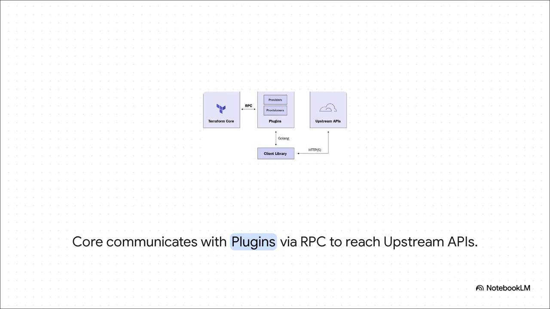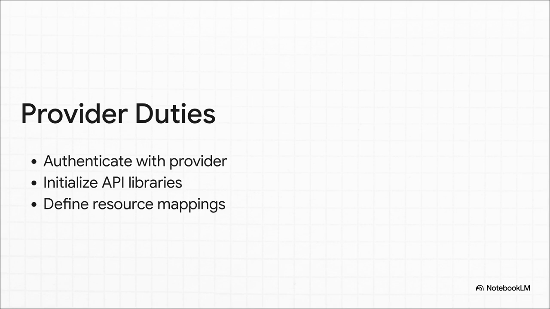It only ever talks to the plugins, the providers, sitting in the middle. It's the provider that actually reaches out over the network to communicate directly with those upstream cloud APIs. Because the core is kept so isolated, the provider ends up taking on some pretty heavy lifting. Its responsibilities include authenticating with the target infrastructure provider, initializing any required API libraries, and defining the specific resources that map to those unique cloud services.